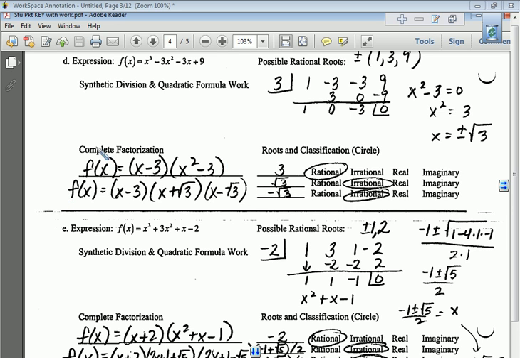If we wrote it in factored form, the function would look like this. But if I ask you for the complete linear factorization, it would be this bottom row, where we break this down into x plus or minus those square roots.